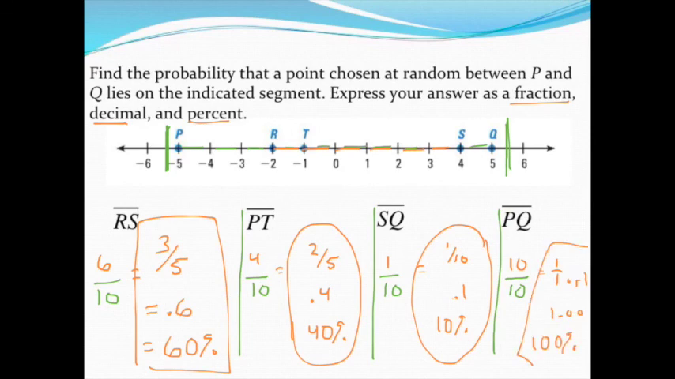So there you go. Hopefully your answers matched up to mine, so make sure you counted carefully. PT was 4 units long, SQ was 1 unit long, and PQ was 10 units long. Notice for segment PQ, since I want the probability that I stop on PQ between points P and Q, it's going to happen. Anything between there is going to be picked. So that's why my percentage was 100%. It was the length of the entire thing.